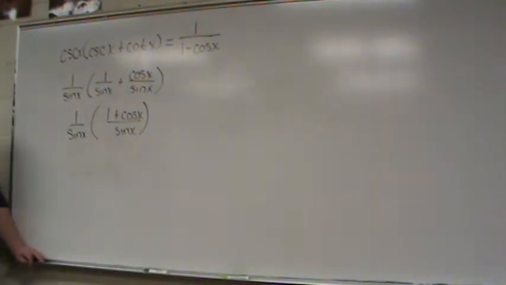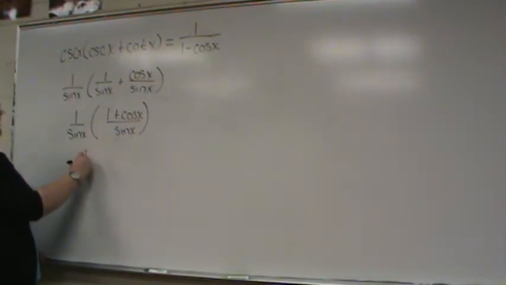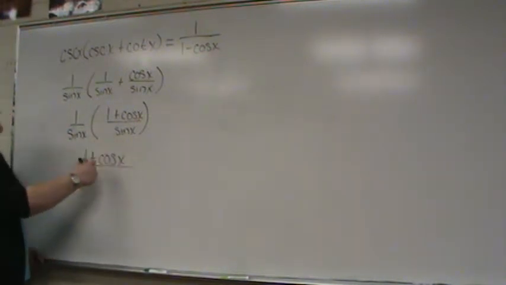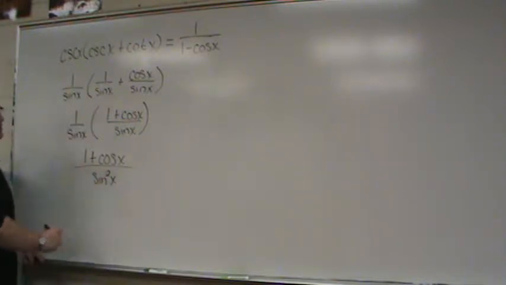Okay? So now, Brittany, what should we do? So now we should distribute. So when we distribute, we're just multiplying across. So you're going to have 1 plus cosine x all over, we have sine x times sine x, which is sine squared x.